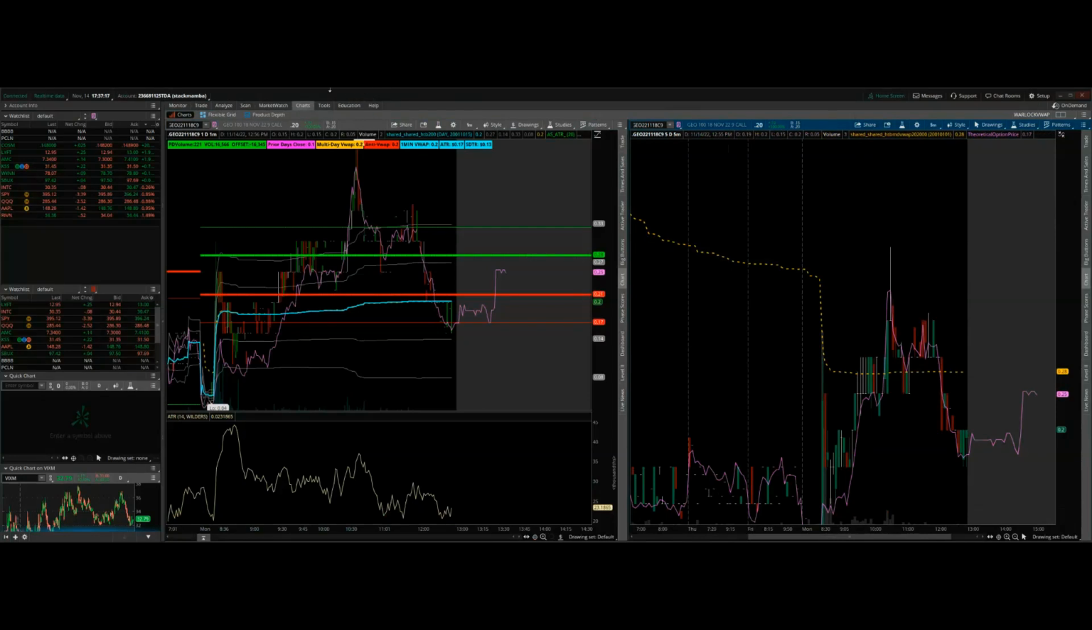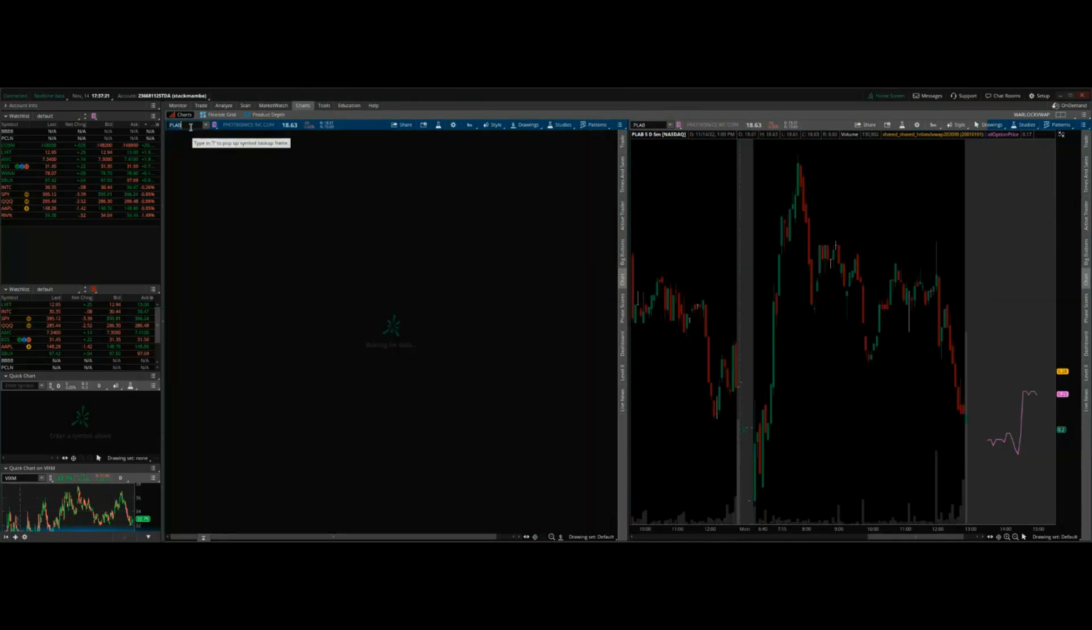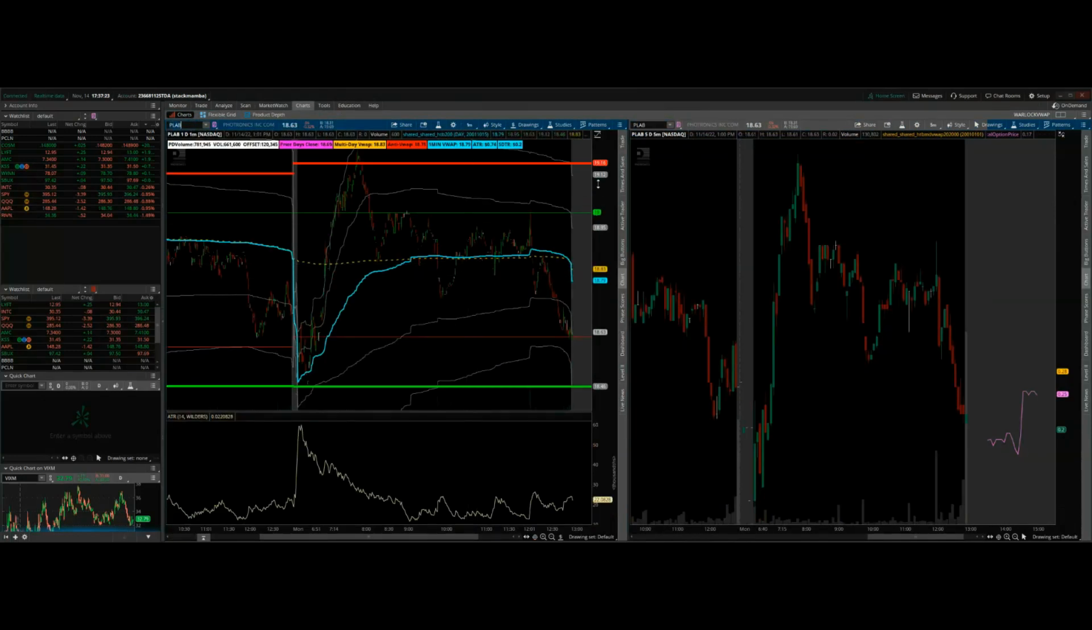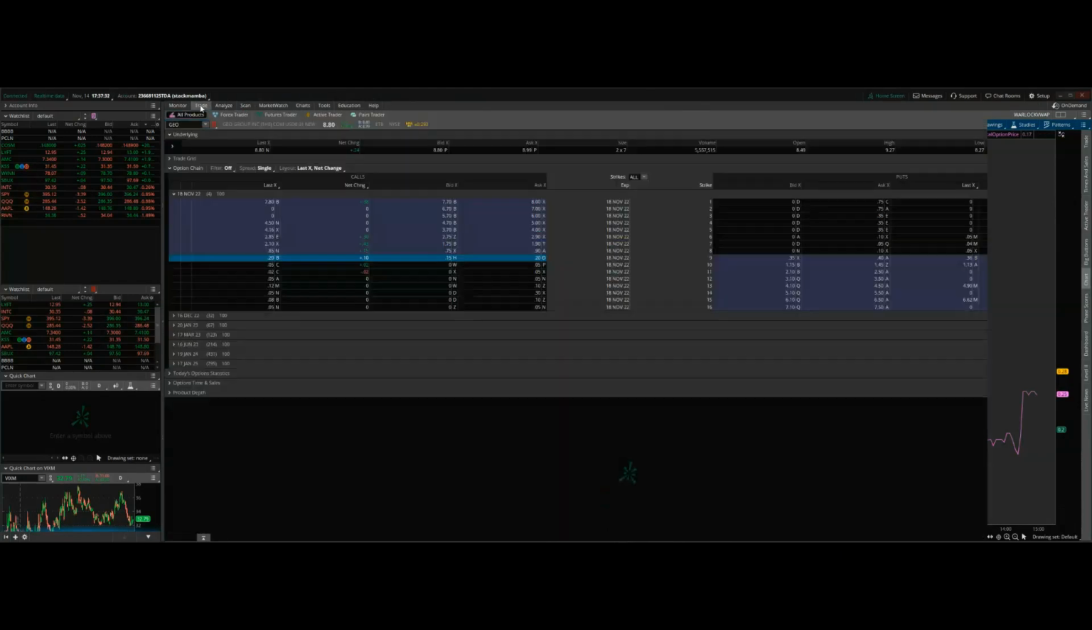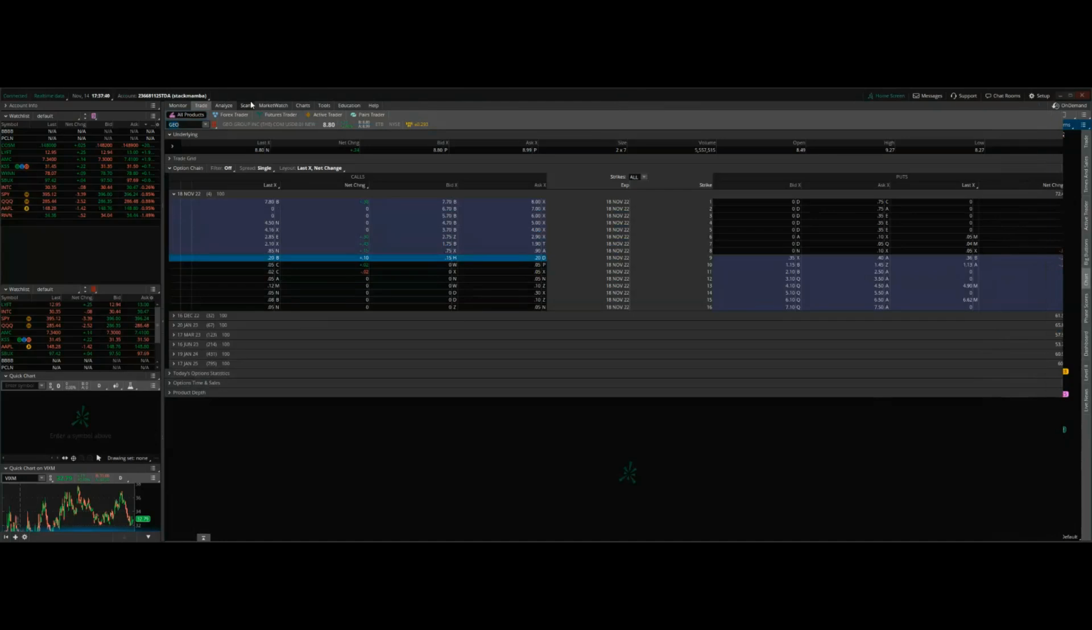Oh, this was an awesome one. I put this one in the Discord this morning before the market opened. PLAB. This was a 10-cent. I think I got in for 15 cents. This was 150% profit. This one trade was phenomenal.